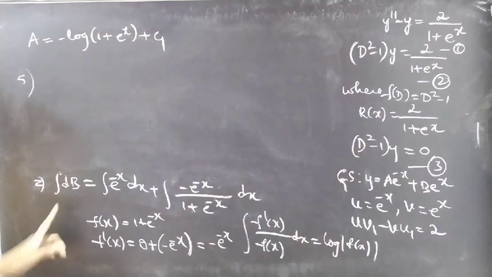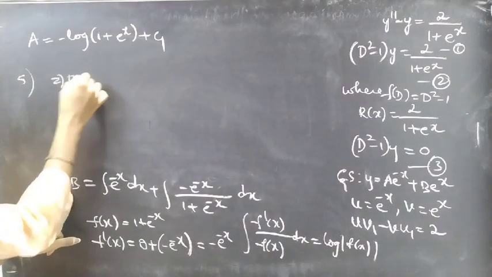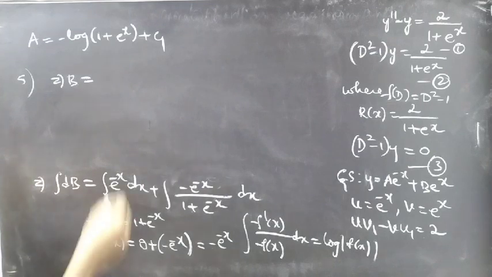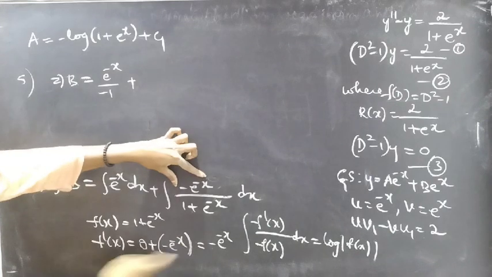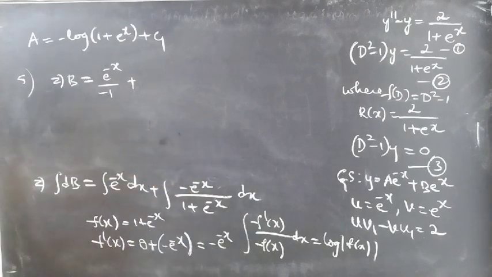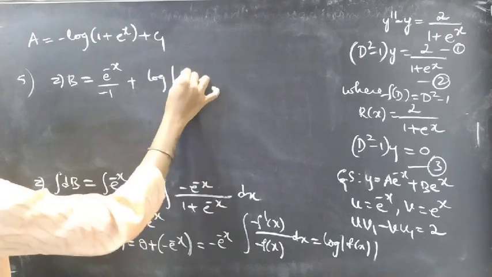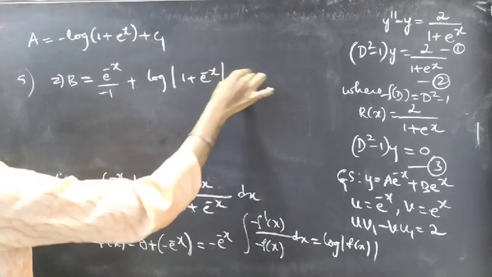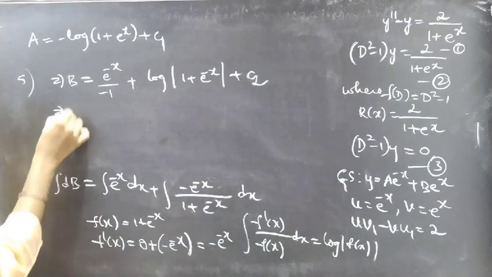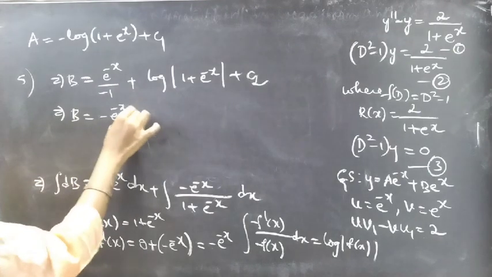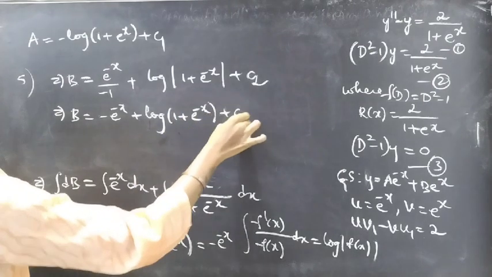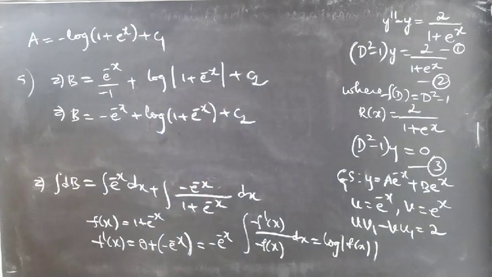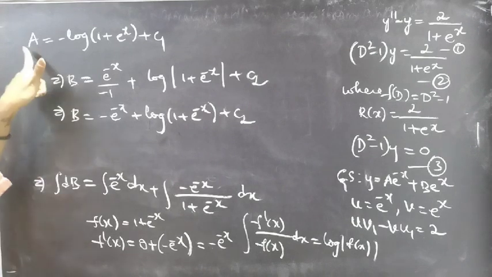Now let's perform integration. The integral of db is b equal to the integral of e power minus x dx, which is e power minus x by minus 1, plus the integral of f dash of x by f of x, which is log mod f of x, that is log of 1 plus e power minus x, plus the integral constant c2. Then b equals minus e power minus x plus log of 1 plus e power minus x plus c2. Now we got b and already we have a. So let's write the general solution.